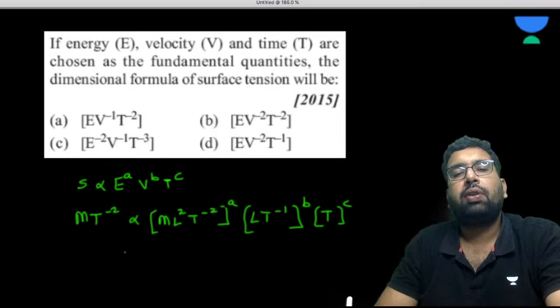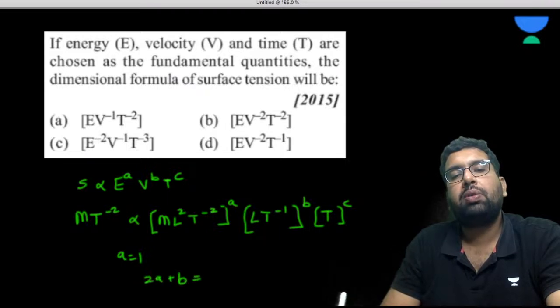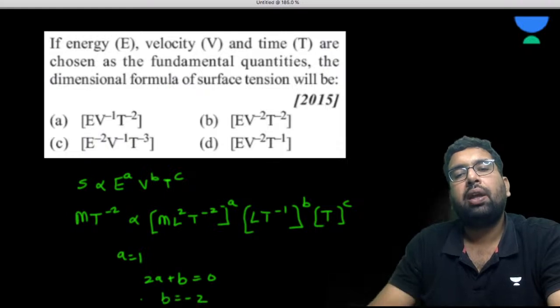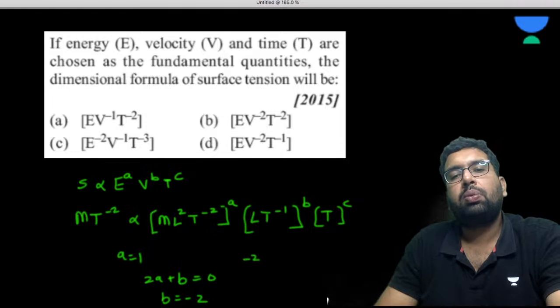So from here, can we write that a is equal to 1 right away? Okay, so no worries. Now for L, 2a plus b is equal to 0, so b is equal to minus 2. Now for T, minus 2a minus b plus c is equal to 0. So from here, what are we getting?